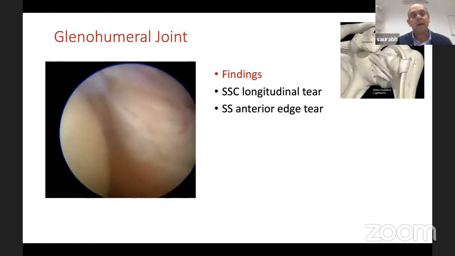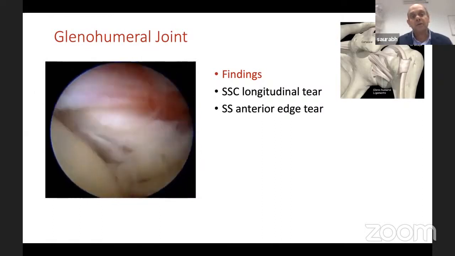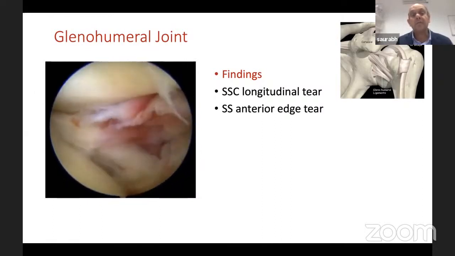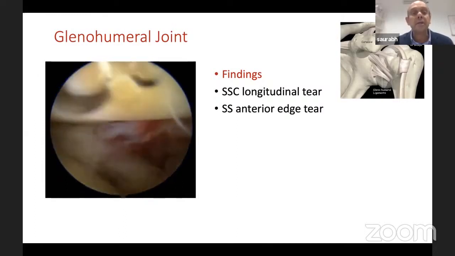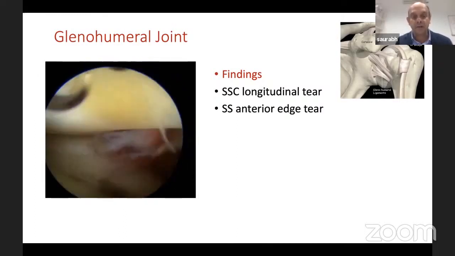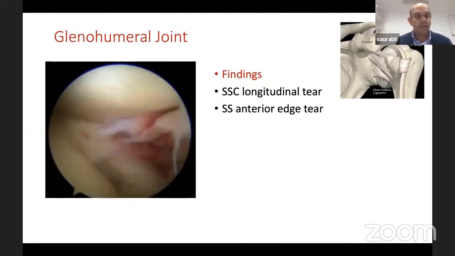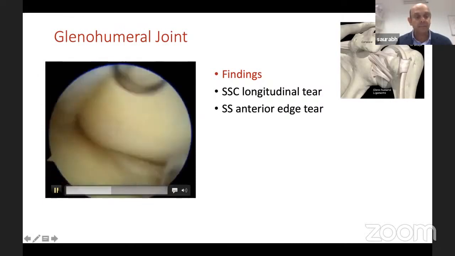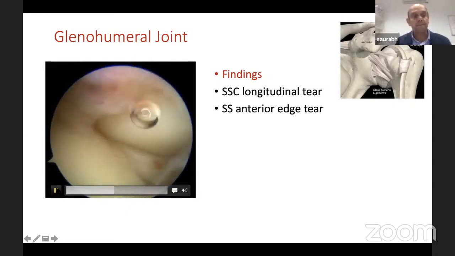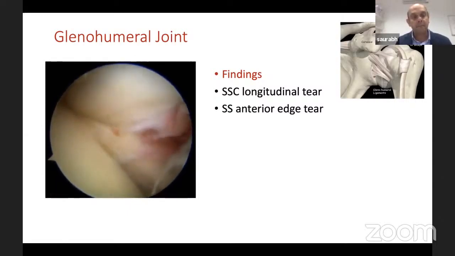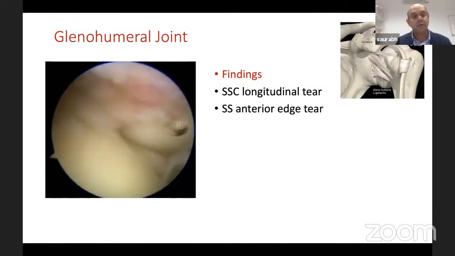Then we're going to come back out. And the rotator interval inflammation needs to be debrided. And then if you follow your biceps, you can see that's biceps, that is going into the bicipital groove. And the structure next to it is the anterior edge of supraspinatus. So we'll see that in a bit more detail. So biceps was normal, not inflamed.